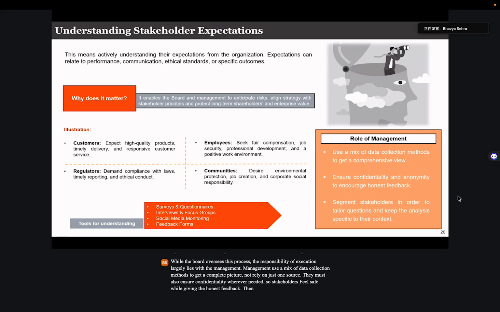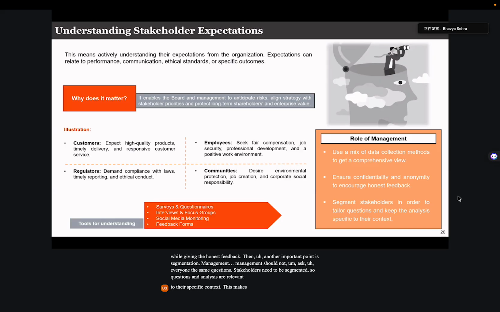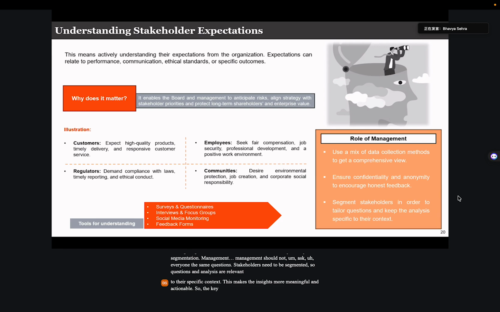Then another important point is segmentation. Management should not ask everyone the same questions. Stakeholders need to be segmented so questions and analysis are relevant to their specific context. This makes the insights more meaningful and actionable. So the key takeaway is understanding the expectation is not about pleasing everyone. It is about making informed, balanced, and responsible decisions.